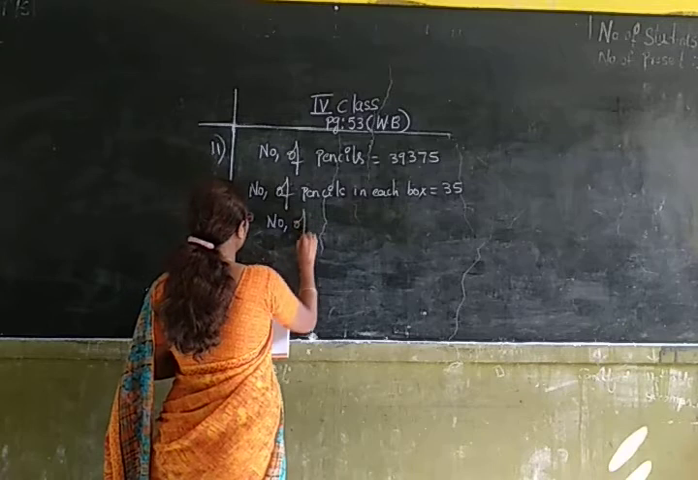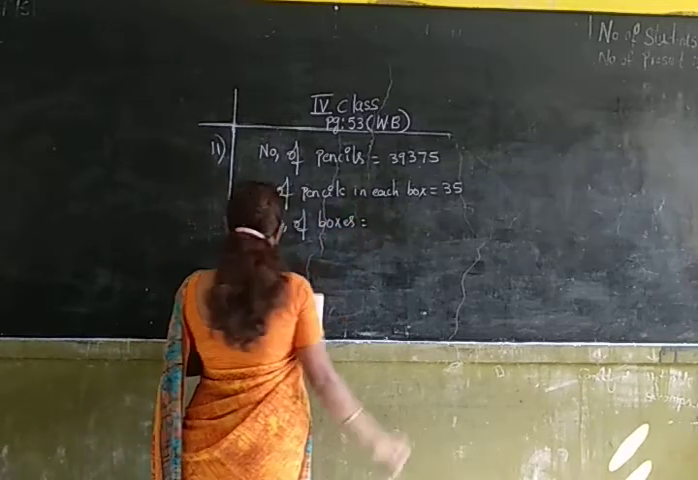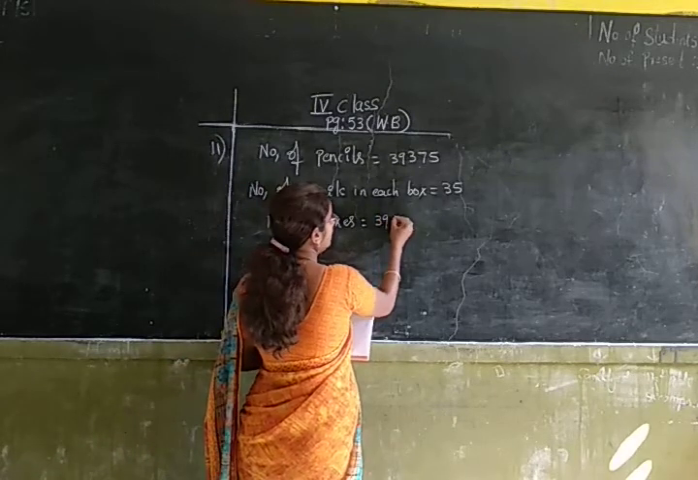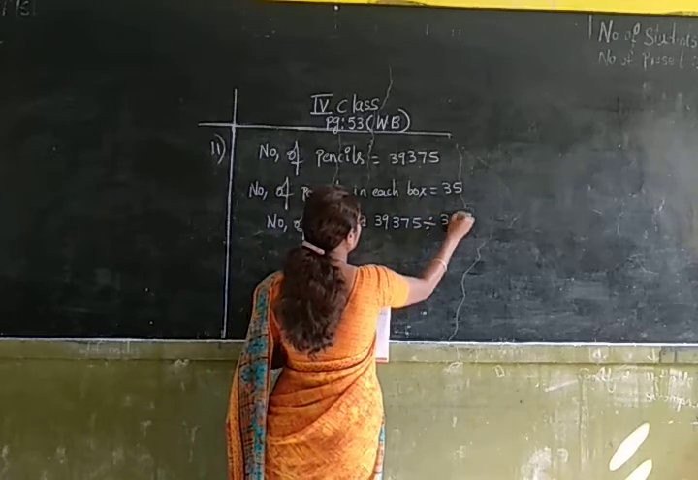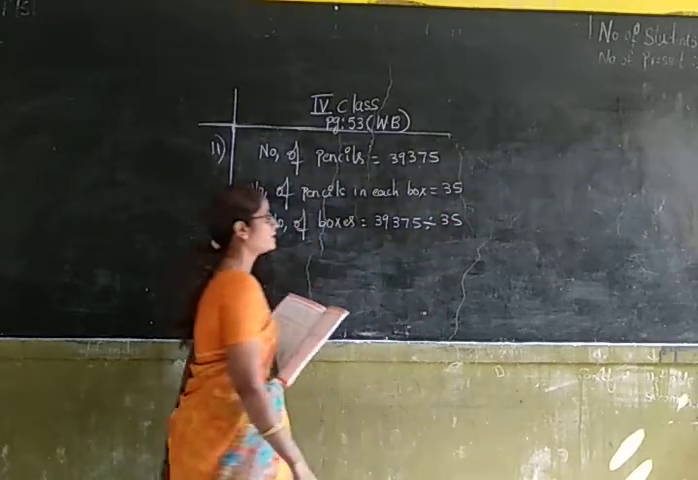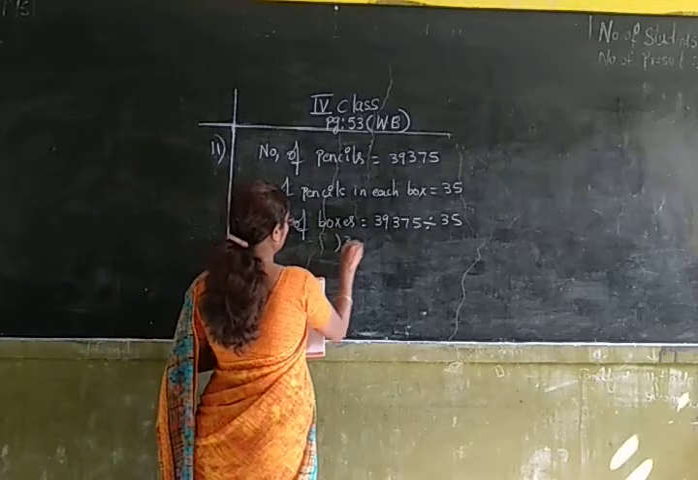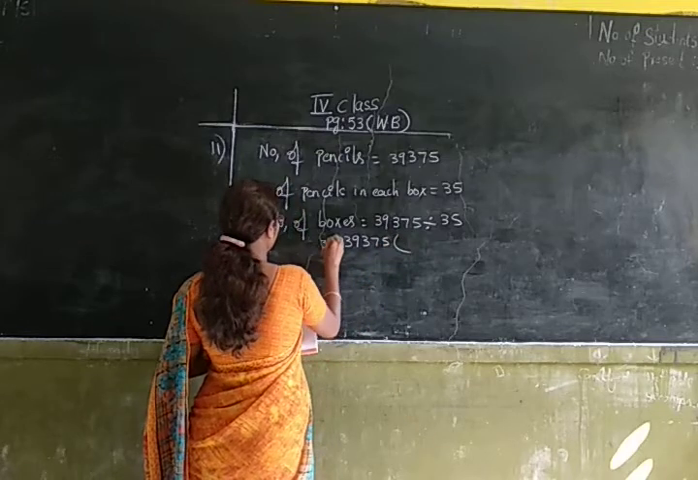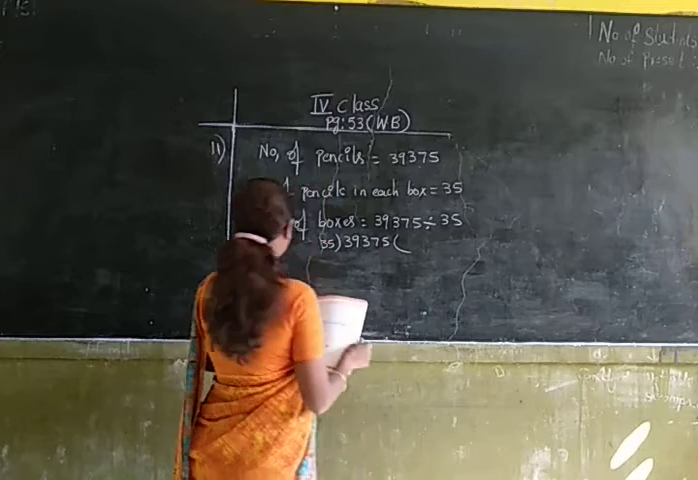So number of boxes. For this you have to use the operation division. So you have to divide 39,375 with 35. Okay children? Let us do the division.